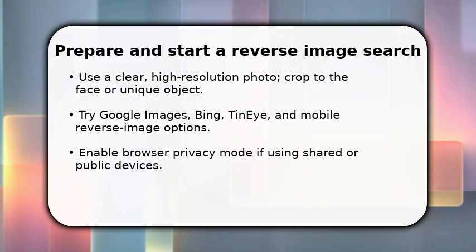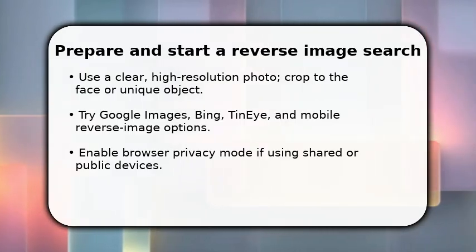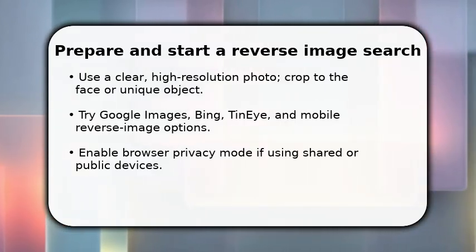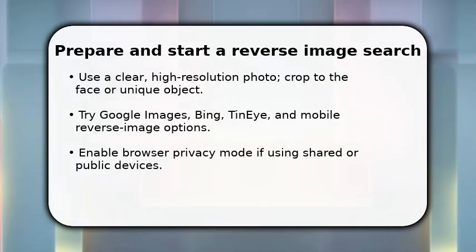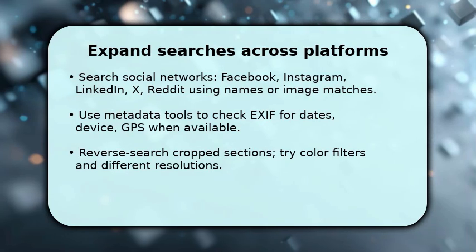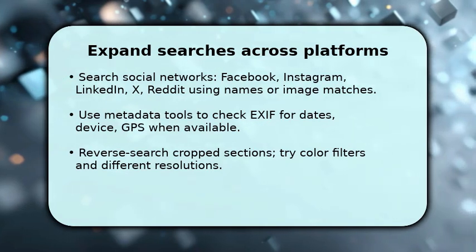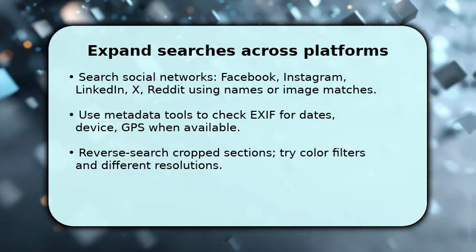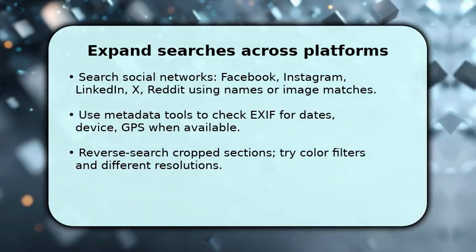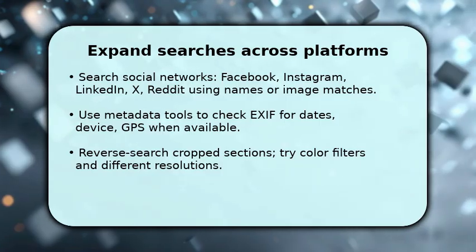Once done, scan visually for exact matches, then check visually similar results for profile pictures or unique backgrounds that hint at location or organization. Next, broaden your approach. Use social networks' native search and communities where people post similar photos. You can upload the image or examine profiles that popped up from the image engines.